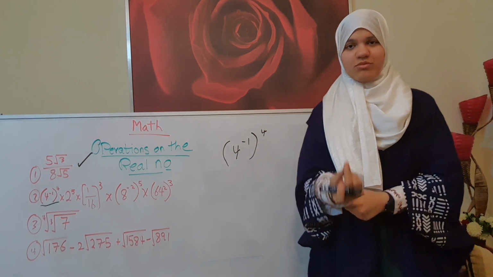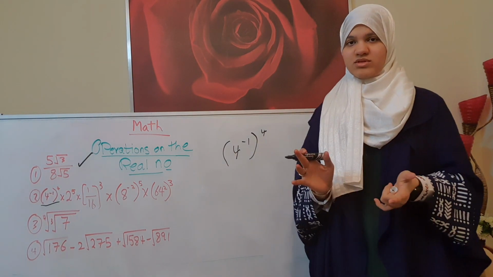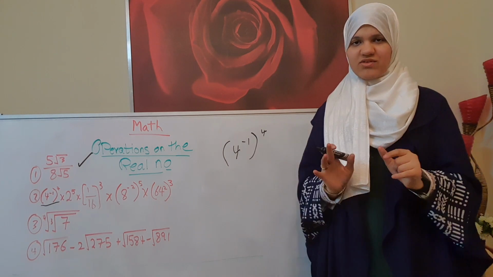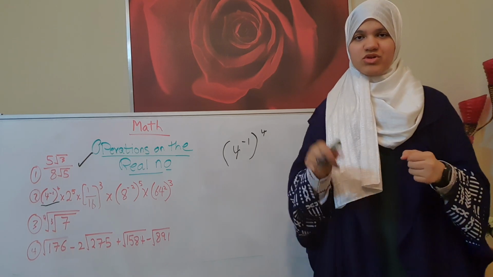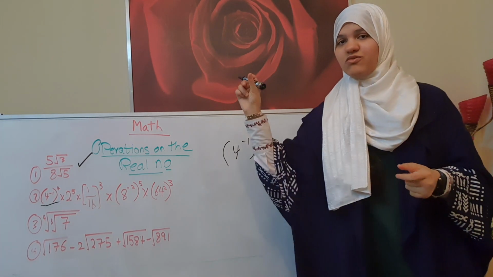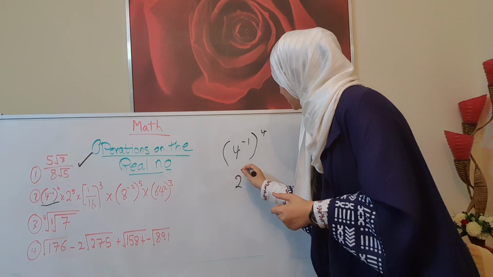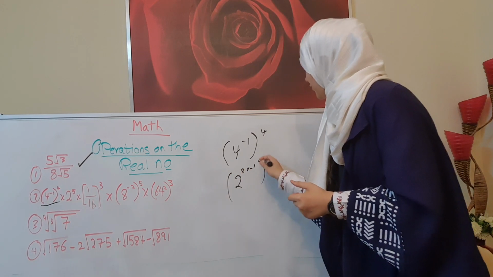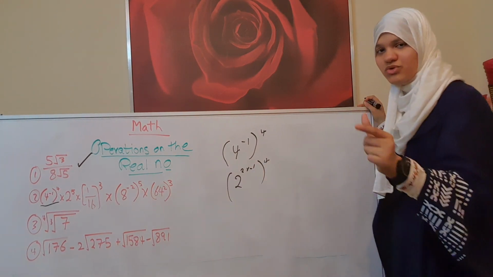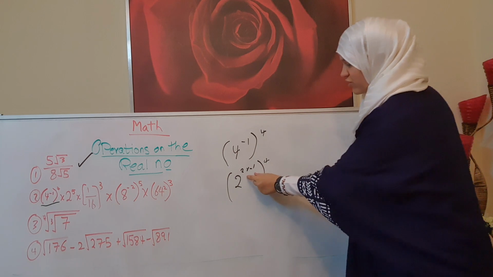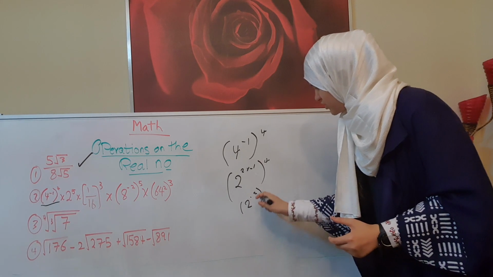Now, which number can multiply itself to give us 4? 2, 3, 4, for itself. So that means between 2 or 3. 3 can't. 2, because 2 times 2 is equal to 4. That means the square root of 4 is 2. Here we have 2 squared times negative 1 to the power of 4. So that means 2 times negative 1 will be negative 2. That means negative 2 to the power of 4, the whole of 4.